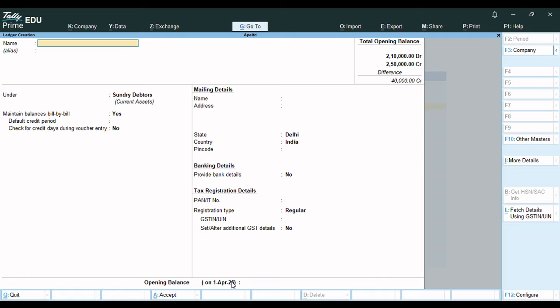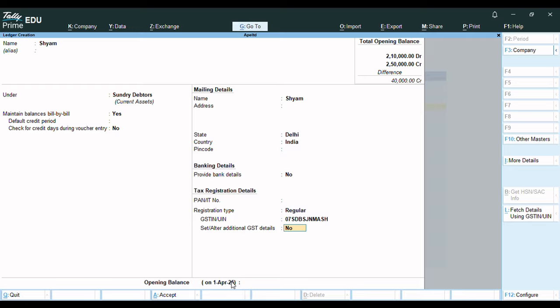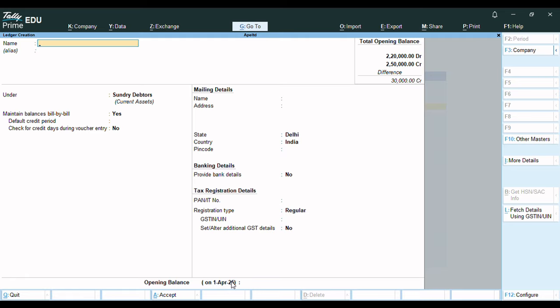Yes. Next is your Shyam. Shyam is also in sundry debtors. Then Shyam is also from Delhi, again regular, and need to give any 15-digit GST number. I am just giving a dummy number here because it's only for education, working in educational mode. So Shyam is 10,000. Yes. Come to the creditors.